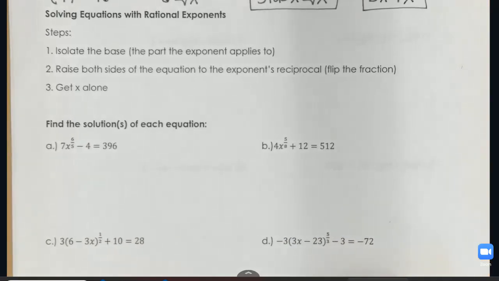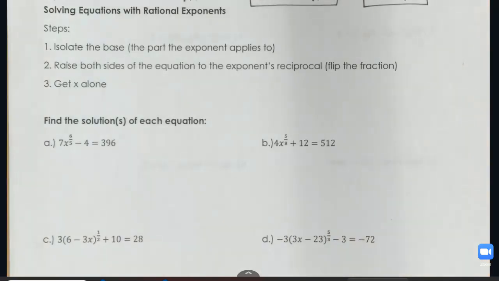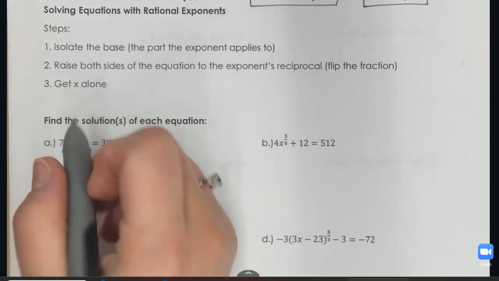Okay, solving equations with rational exponents. We are going to isolate our base using our inverse operations. Then you are going to raise both sides of the equation to your exponent's reciprocal. That just means you're flipping the fraction upside down, and then you'll continue to do whatever operations are necessary to get your x alone. Now, again, this next test is going to be non-calculator, so we are going to go through this without a calculator, and if we can't evaluate some of these values by hand, we will just leave them in exact form.